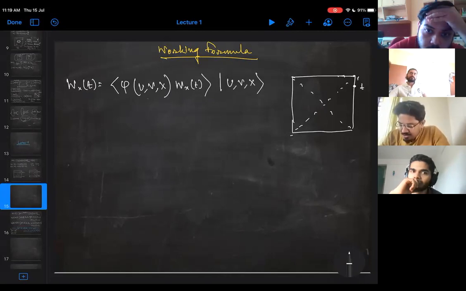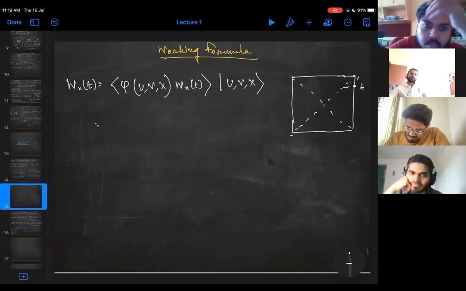This phi field is actually dual to this operator, and the wiggly lines that we are drawing are essentially quanta of this phi field. Okay. So now essentially we can expand this state. We can essentially sum over all such U, V, M, X.